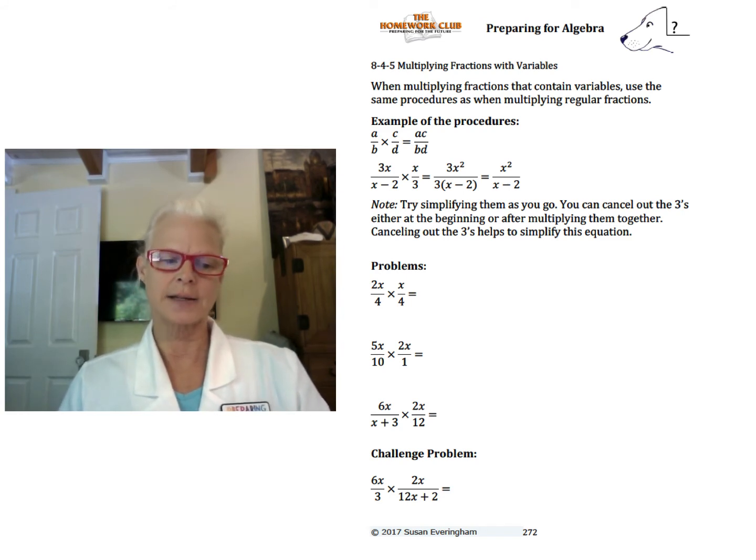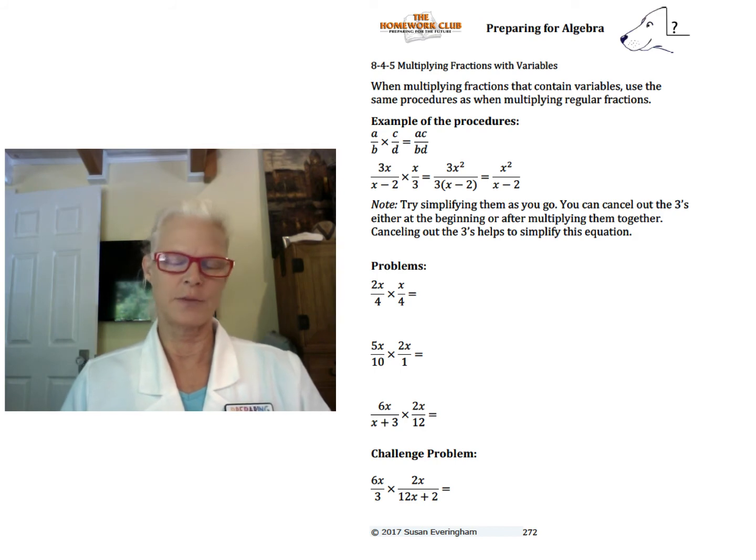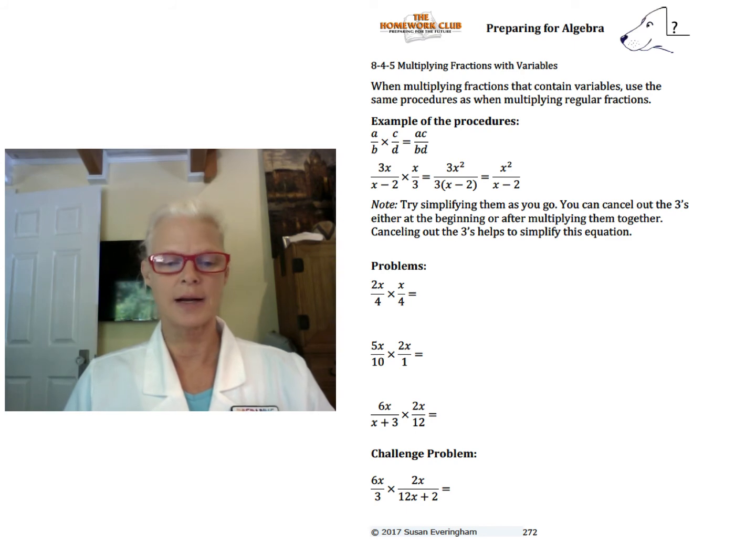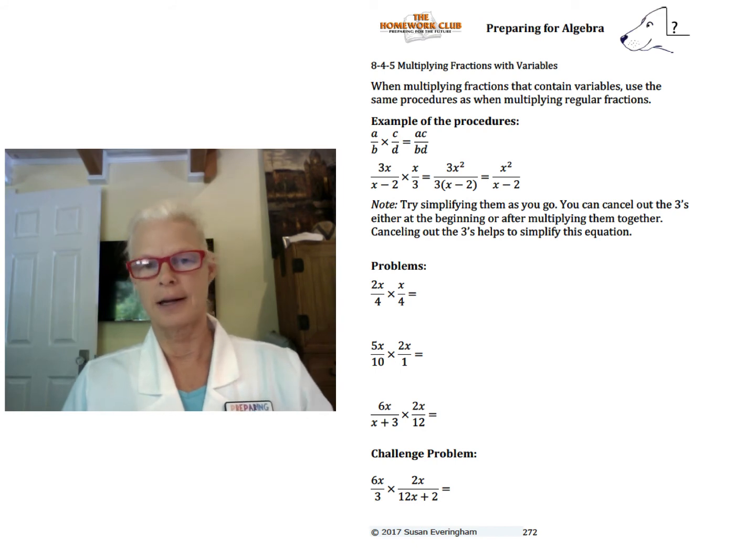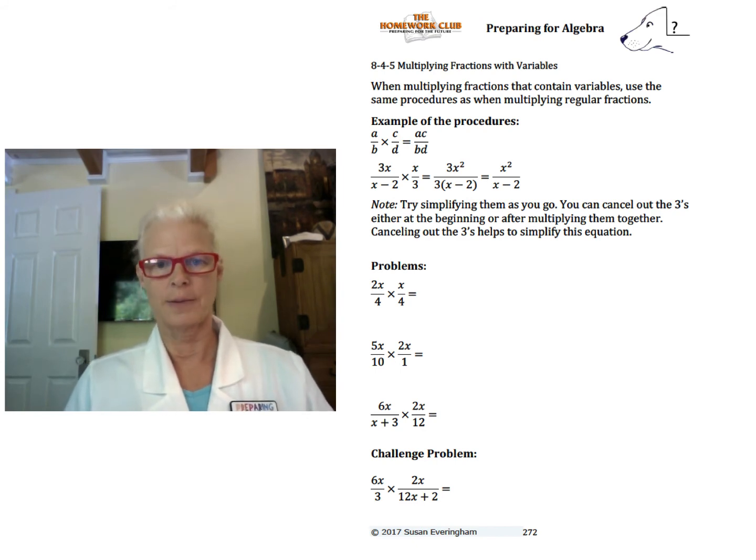So 3x times x is 3x squared over 3 times the x minus 2, the binomial. So we're going to cancel those two 3's out, leaving us with x squared over x minus 2. Go ahead and do the 3 problems. The challenge problem is a lot like the example problem. We'll move on to division, same thing.